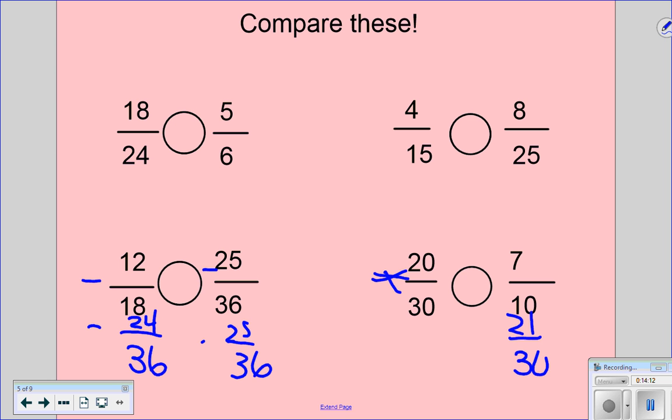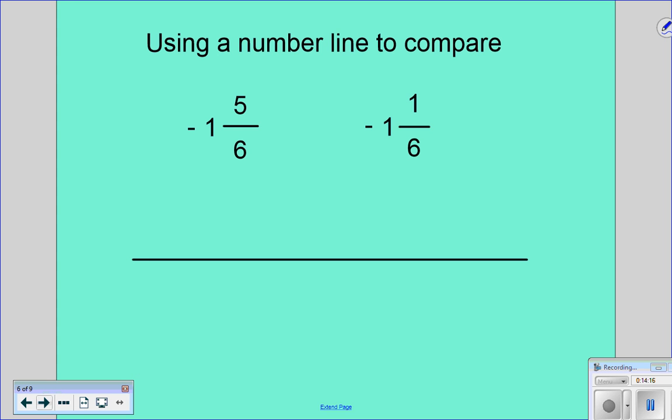How are we doing? So far, so good? Is it kind of coming back to you a little bit from 6th grade? All right, cool. One thing you probably didn't talk about in 6th grade was comparing negative fractions and drawing a number line for them. I want you to actually do this in your notebook with me. We're going to make a number line, and your homework has this today. It gives you 2 numbers, and you have to make a number line for it, and then plot them on the number line.